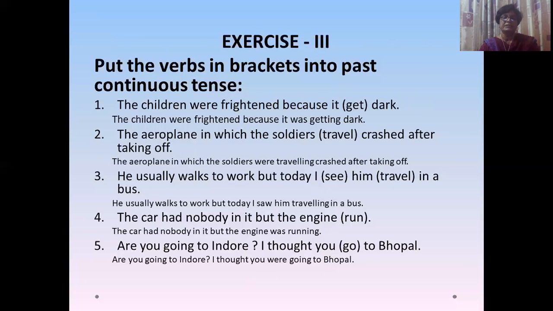The third sentence: He usually walks to work, but today I see him travel in a bus. So we have two verbs, see and travel. So let's see how I'm going to change the sentence according to the instructions. He usually walks to work but today I saw him. In the first blank, we have changed it into the past indefinite form. Saw him traveling in a bus.